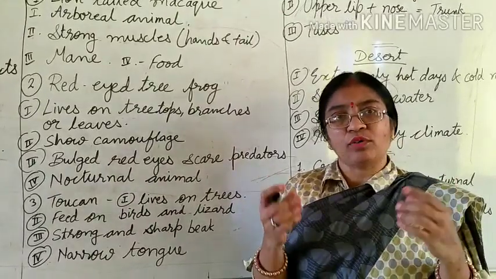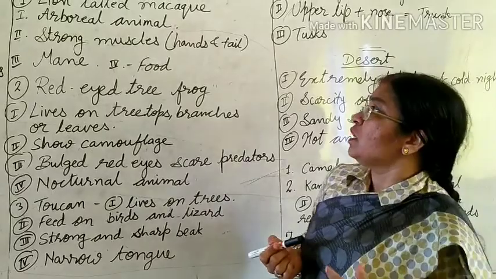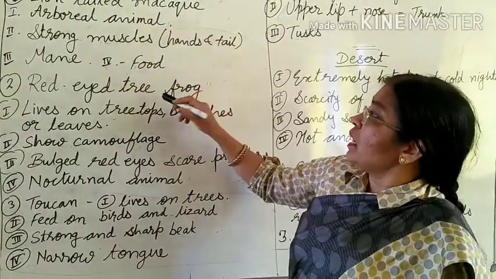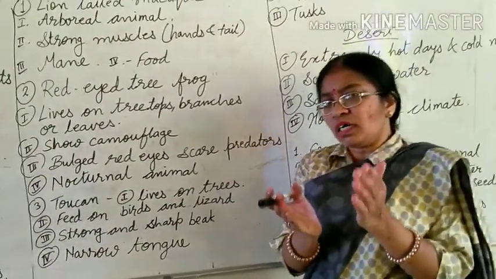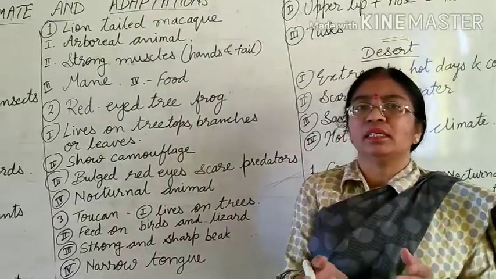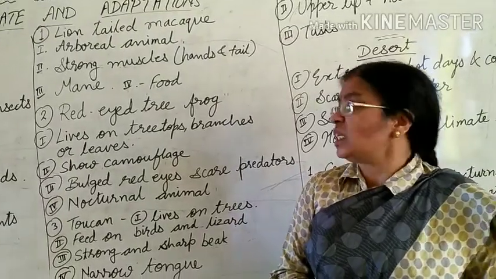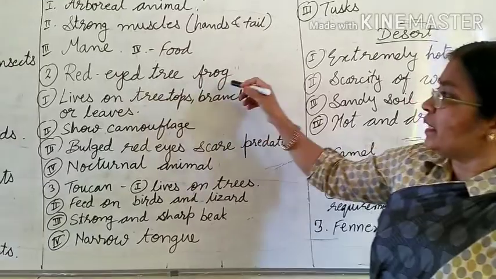Now, mane is the large hair growth around its face. This is called mane. It is also found on the face of this lion-tailed macaque. And the third is food. It is herbivorous and eats different plant parts like leaves, fruits, branches, etc.